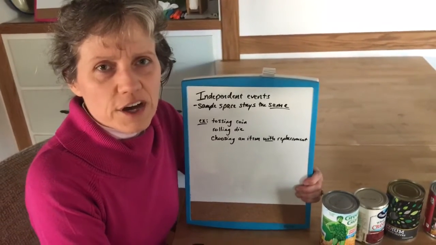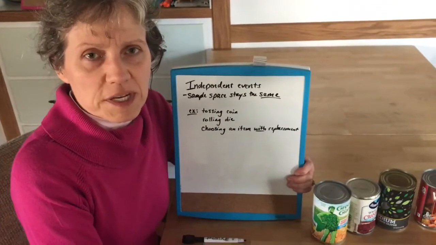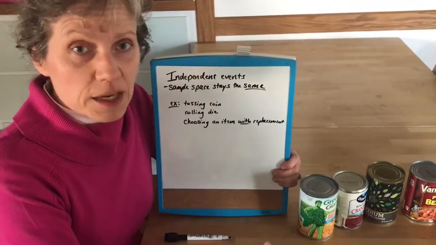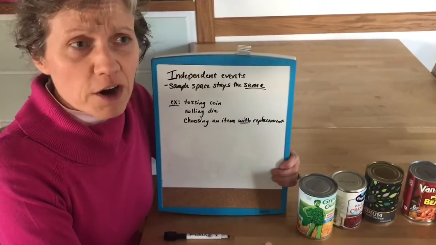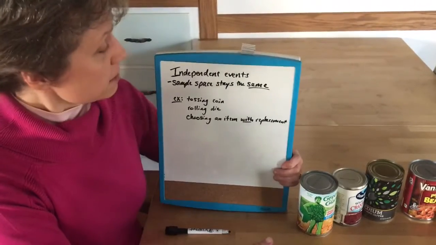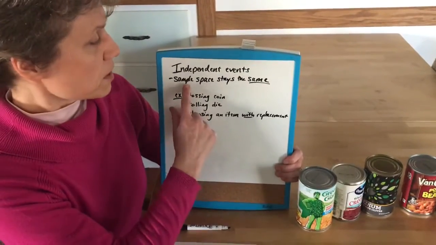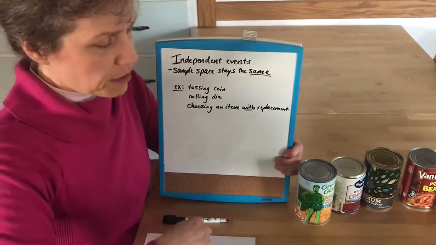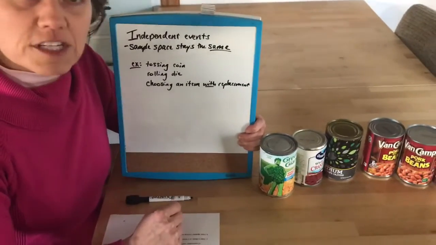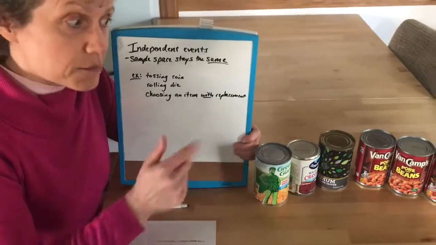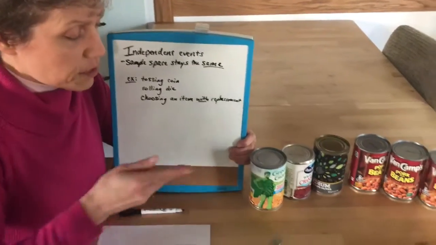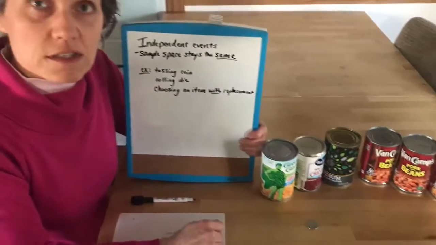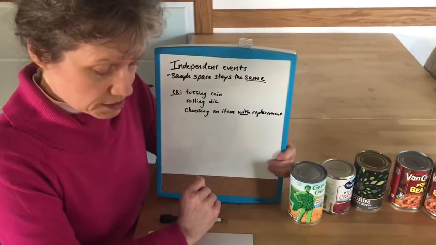Welcome. Today we're talking about multi-stage experiments in which we have more than one event taking place. So far we have talked about independent events. Independent events are when the sample space stays the same every time. For example, if I toss a die, every time I toss it, I have those same 6 choices. If I flip a coin, every time I flip it, I have those same 2 choices. So those would be independent events.